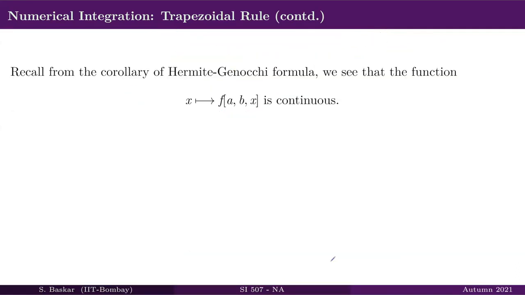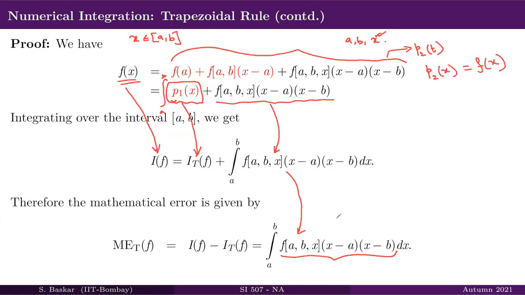If you recall from the Hermite-Genocchi formula, we see that the function f of x is equal to the second order divided difference of f at the nodes a, b and x, which is a continuous function, right? And these two are also continuous functions. Therefore, the integrand is a continuous function. That is what we understand.